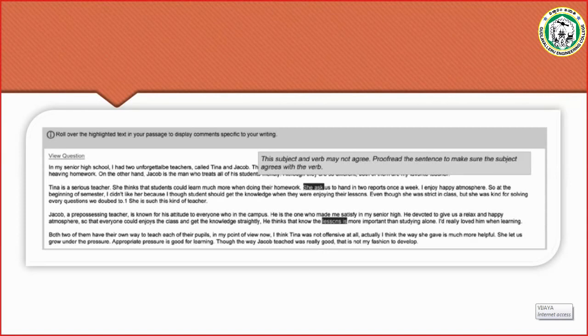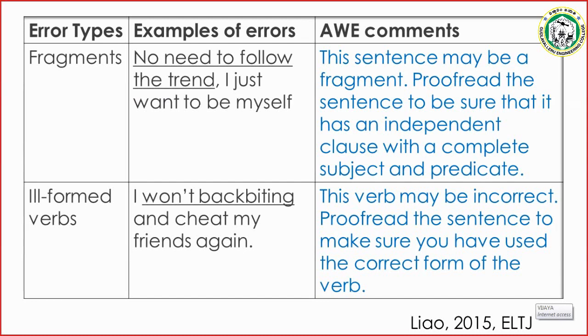Some AWE tools give students access to writing samples as well as online dictionaries. And teachers also get access to additional aids such as plagiarism detection as a part of the AWEs that you buy. I put down Lao 2015. This is a study I came across in ELTJ, English Language Teaching Journal, a very famous ELT journal from the Oxford University Press.